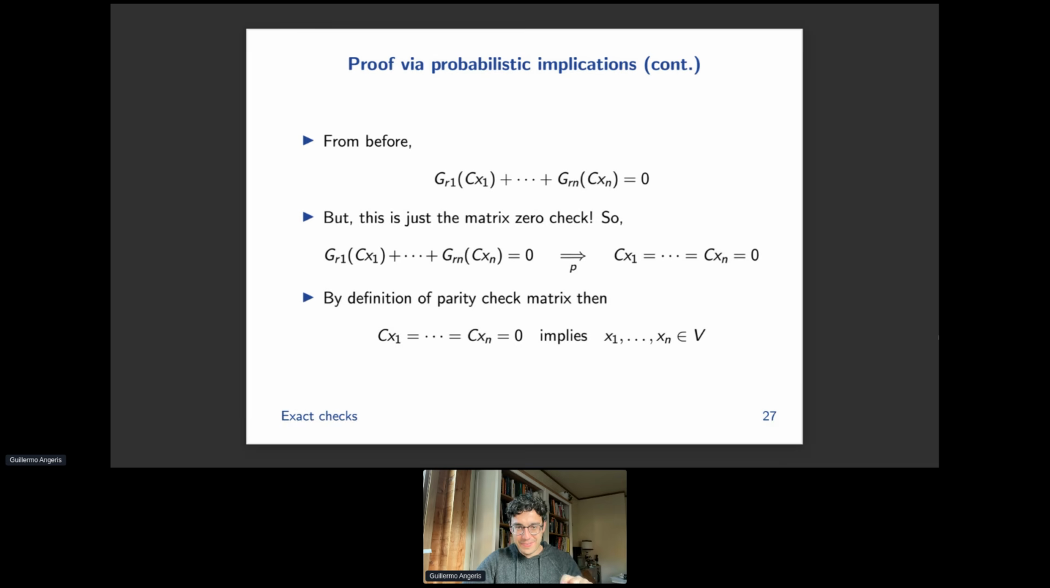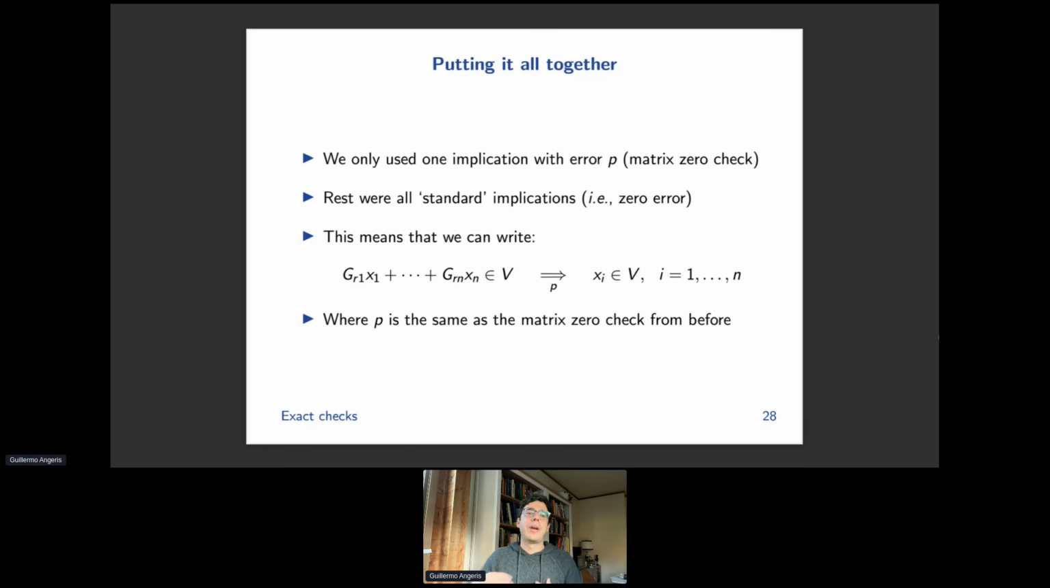We start with taking a random linear combination of the columns of X, using a random row, and checking if that is in V. And if you follow all the implications, that implies at the end of the day that the columns themselves must have been in V in the first place. We only used one implication with any error, and that was the matrix 0 check. The rest were all just standard logical implications, so they have 0 error, and they add 0 error to our conclusion.